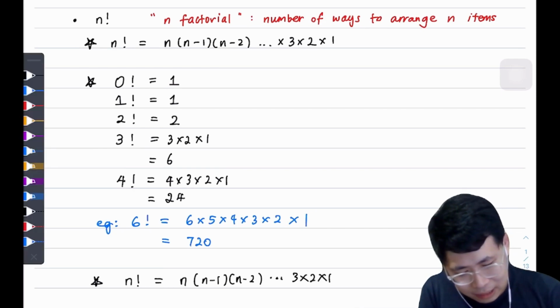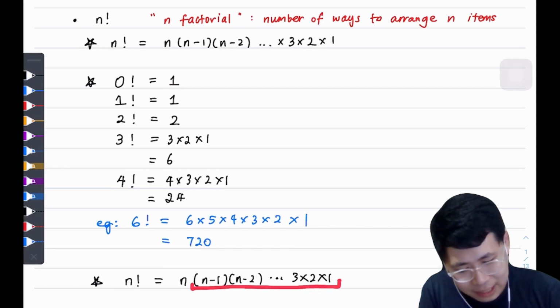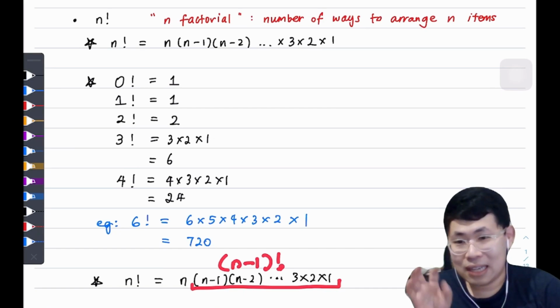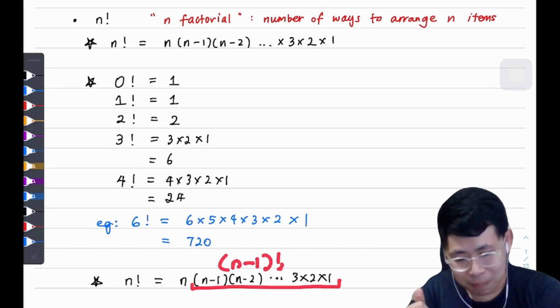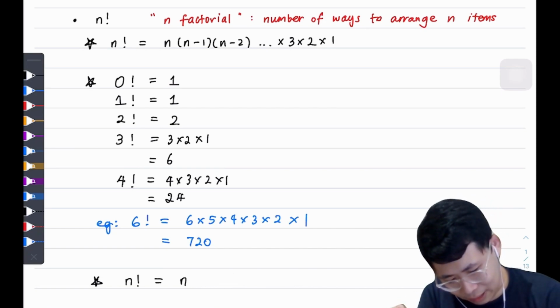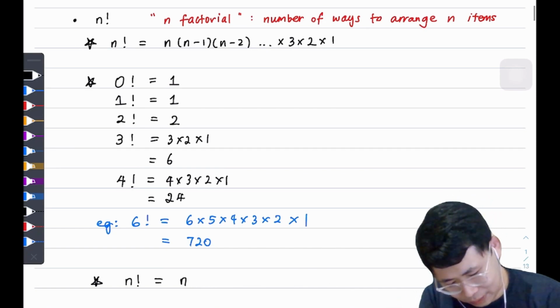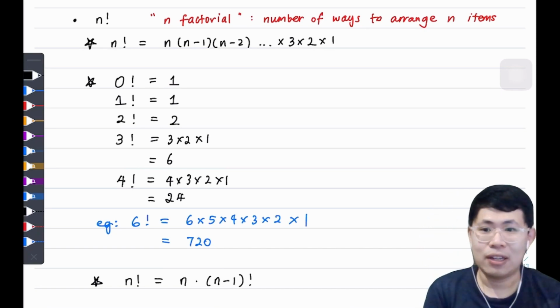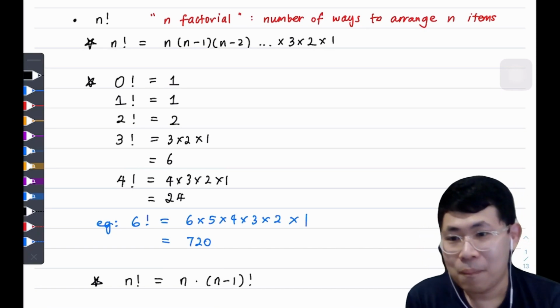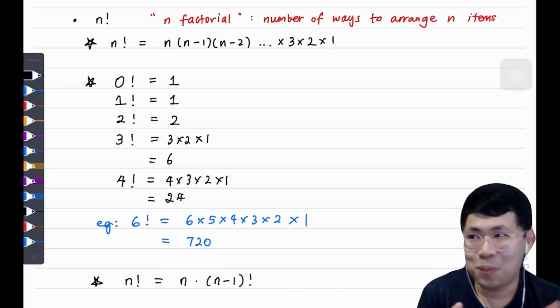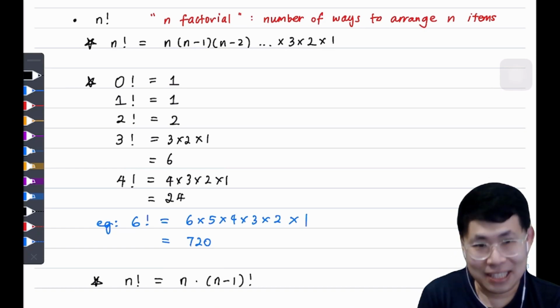Sometimes we can rewrite this as n minus 1 factorial, agree? It is like starting from n minus 1 and counting all the way back. So technically speaking, we can also write it like this: n times n minus 1 factorial. Sometimes I can rewrite it like this. This is another result that we can use to help make our lives easier.